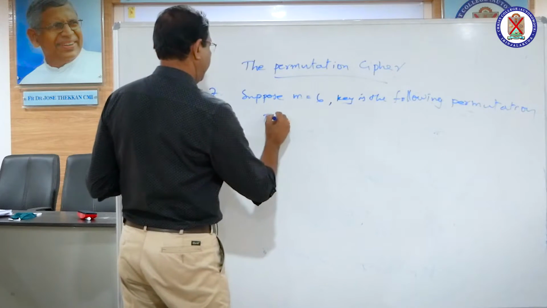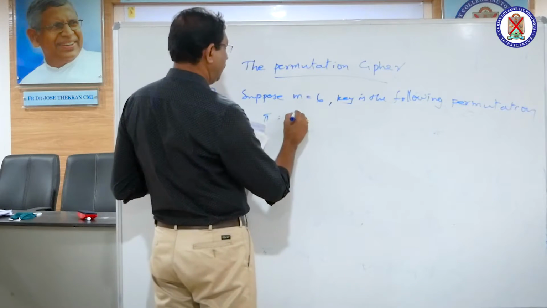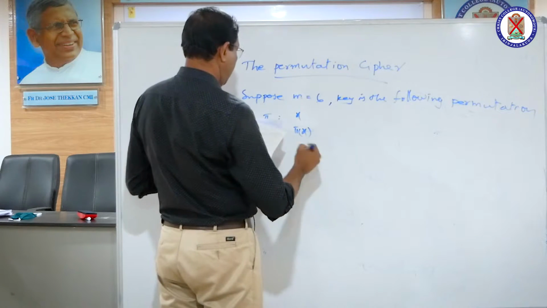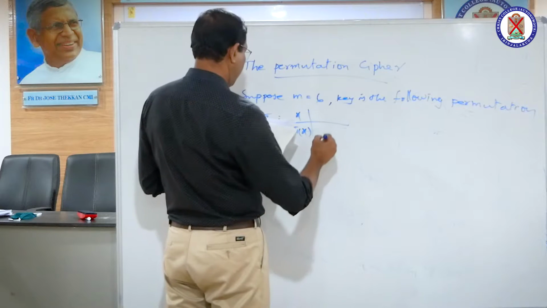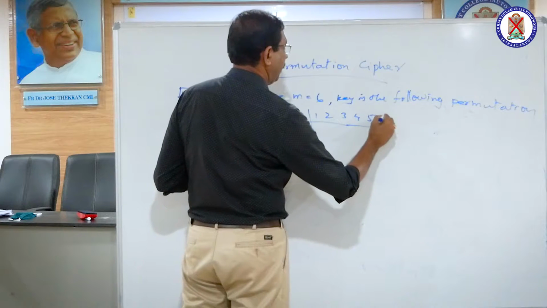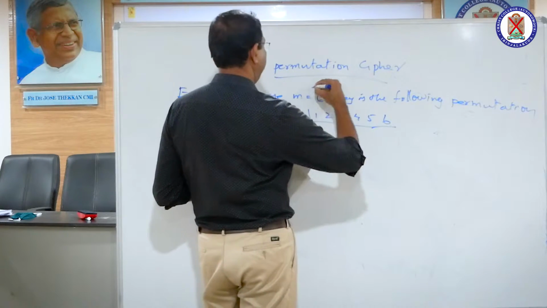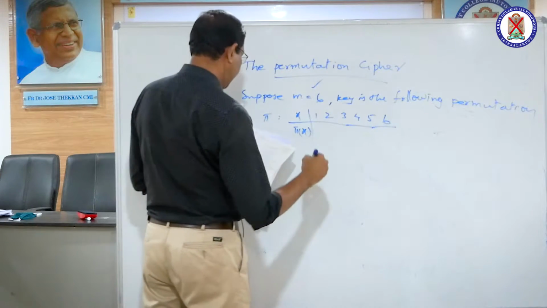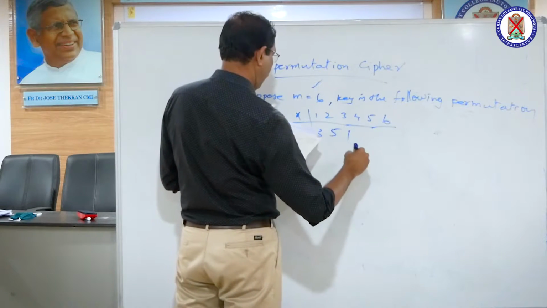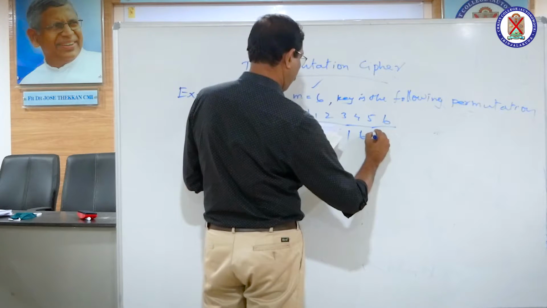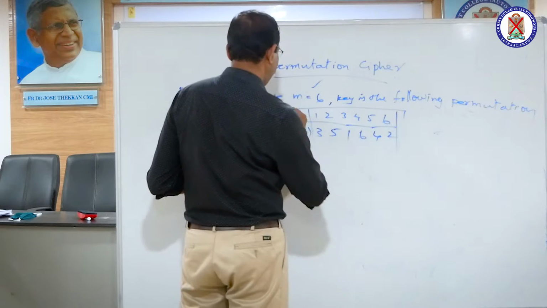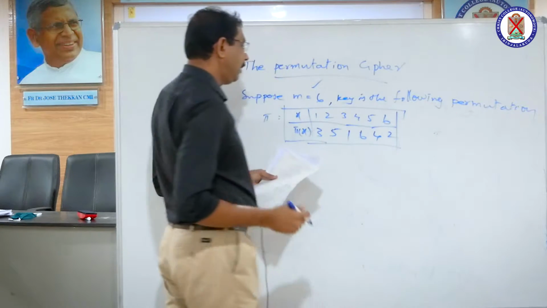Permutation pi, that will permute x, then pi x. It will be like this: 1, 2, 3, 4, 5, 6. Totally we have m equal to 6. The permutation is like this: 1 is going to 3, 2 is going to 5, 3 goes to 1, 4 goes to 6, 5 goes to 4, and 6 goes to 2. This is the permutation pi.